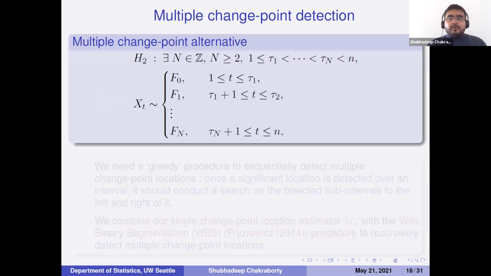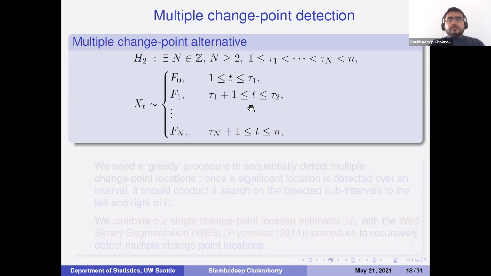And so that was our methodology for single change point detection. When we have multiple change points, which arises commonly in practice, we consider the multiple change point alternative, which says that there exists some integer n and some locations tau1 up to tau n, for which the first tau1 observations follow some distribution f naught. The observations from tau1 plus 1 up to tau2 follow a different distribution f1, and so on.